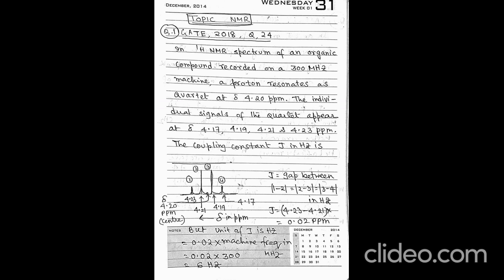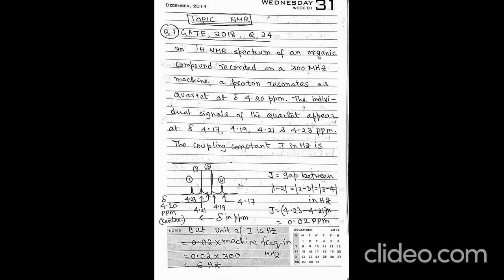Now we know how to calculate the J value. By definition, if you pick any two side by side lines, that gap is called J in Hertz. The unit is very important for J. J is only expressed in Hertz. But in this problem, if we directly take the difference, we will get the difference in ppm, which is not Hertz. In order to convert this, we have to use the conversion formula.